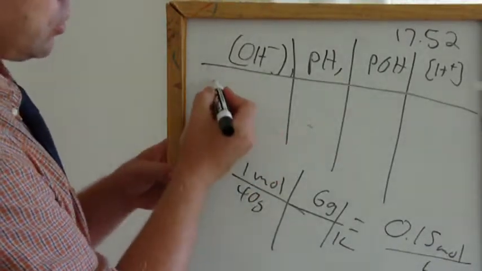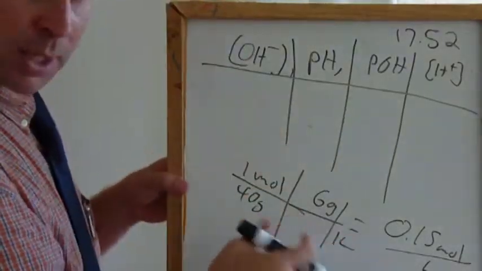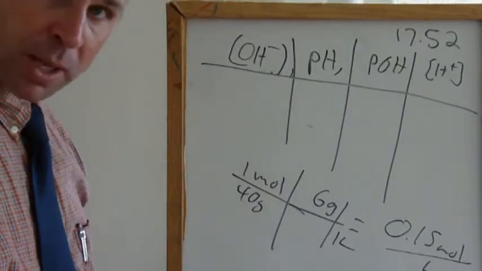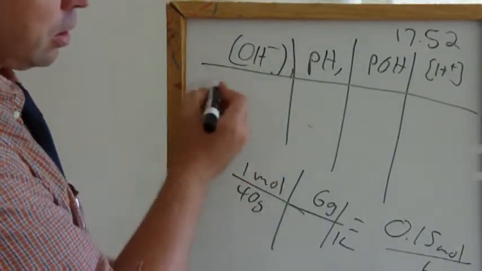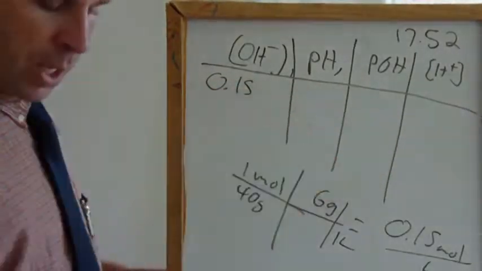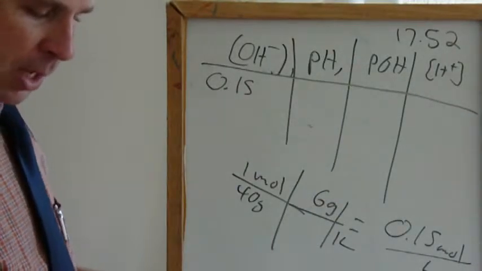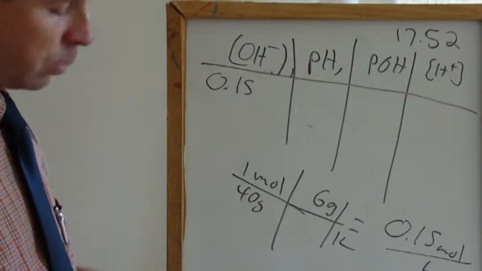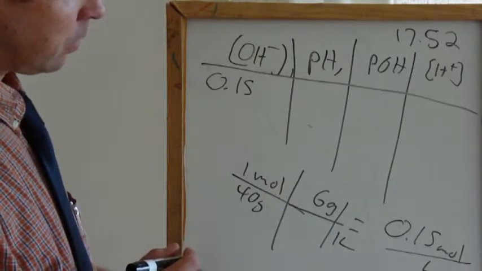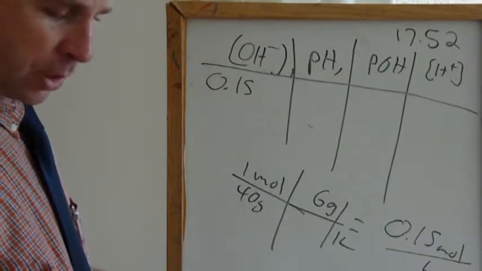Therefore, the concentration of hydroxide ion, because there's 1 released for every sodium hydroxide, and sodium hydroxide is a strong electrolyte, strong base, completely dissociates. The concentration here of hydroxide ion is 0.15 molar. pOH, we can get quickly by taking the negative log of 0.15. What did I do wrong there? Negative log of 0.15.